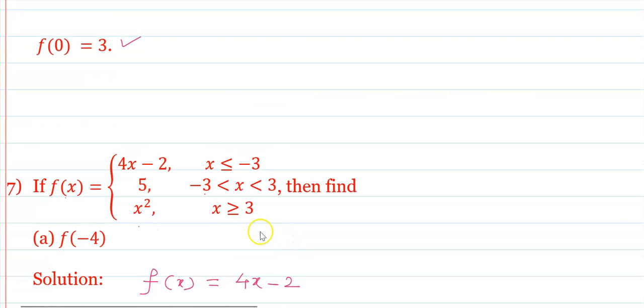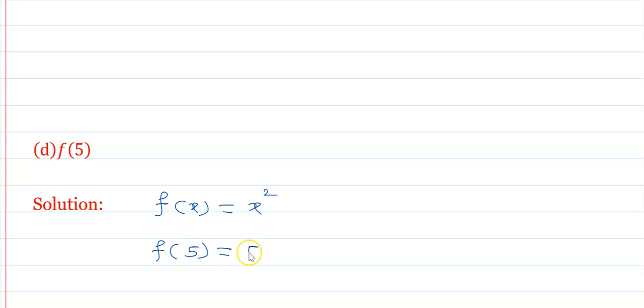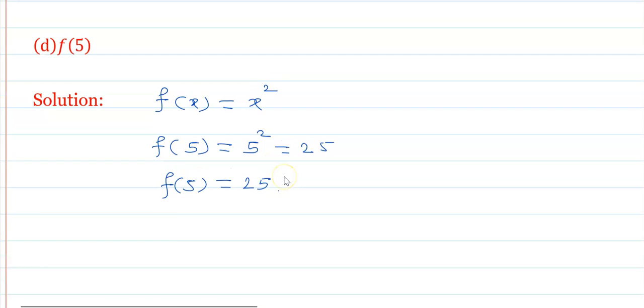पुन्हा f of 5 कुठला फंक्शन घेणार? x is greater than or equal to 3. f of x is equal to x square. This is the f of x and that is equal to x square. Therefore, f of 5 is equal to 5 square and that is equal to 25. Therefore, f of 5 is equal to 25 and this is the answer in this way.